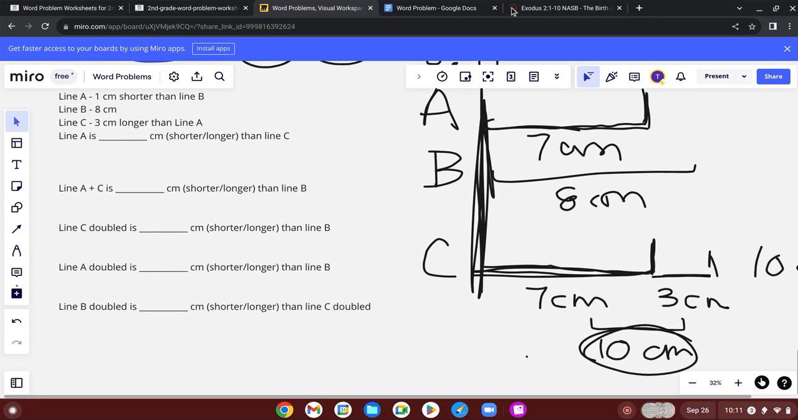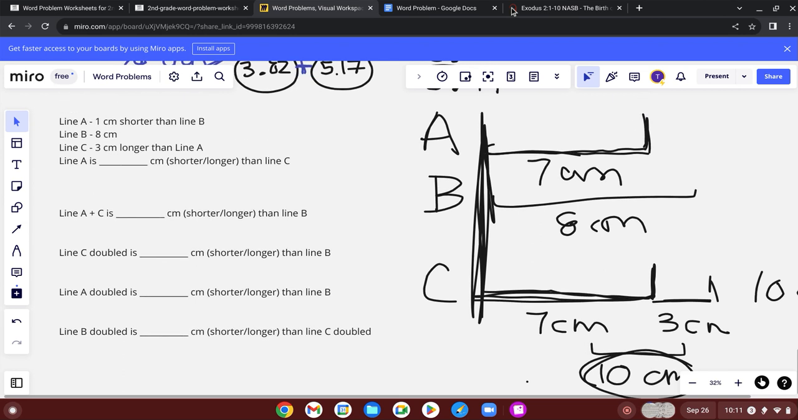Okay, so now we have our information, right? So line A we know is how many centimeter? 7. Line B is 8 and line C is 10. Correct. So now do we need these information anymore? No. We already calculated them, so we don't care about them anymore. We don't use these information right here. Correct? Correct.